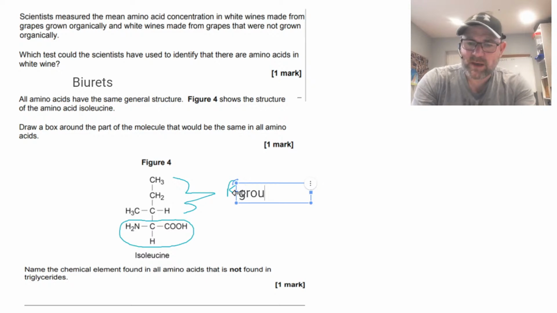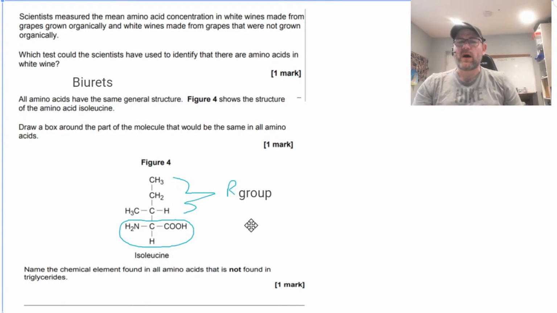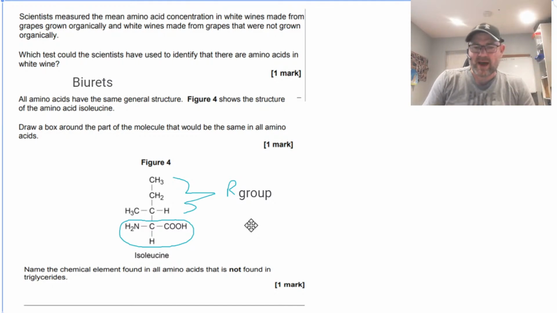In A-level chemistry as well, they like to use R for chains which can be completely different on something that's the same, just to save hassle.